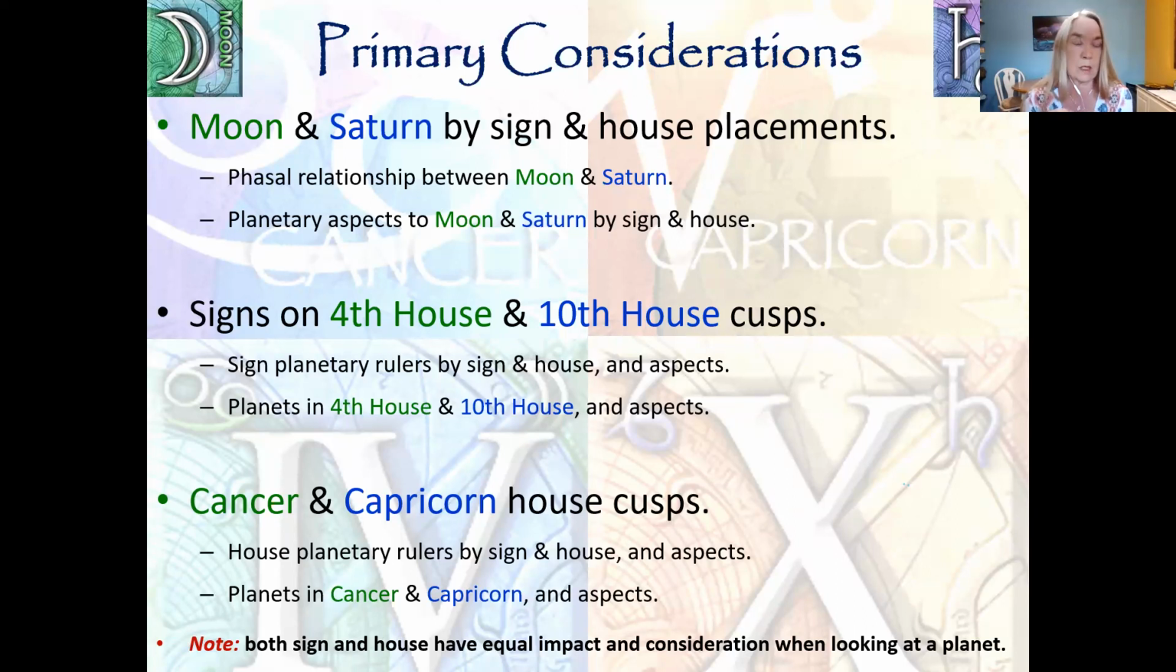planetary rulers by those signs, where they are in their own sign, house, and aspects. And then, are there any planets in the 4th house? Are there any planets in the 10th house? What aspects are those planets making? And then third, we do the same thing with Cancer and Capricorn. What house cusp are they on? And so where are the house planetary rulers? For example, if Cancer's on the 5th house, the house planetary ruler is the Sun. Sun rules 5th house Leo.